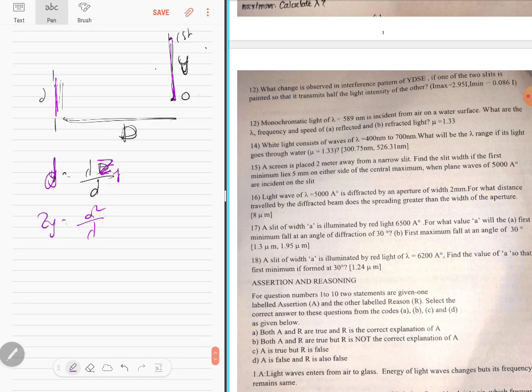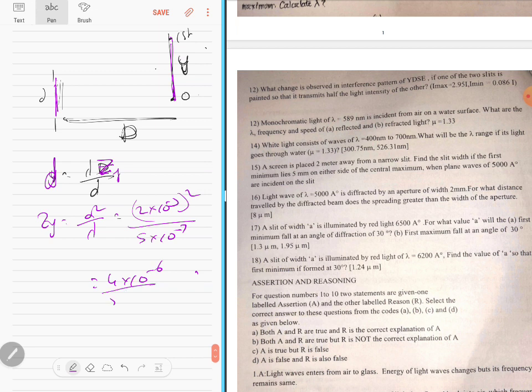Considering that small d is 2 into 10 to the power minus 3, the whole square, by lambda, which is 5 into 10 to the power minus 7 for the given data, you get 4 into 10 to the power minus 6 by 5 into 10 to the power minus 7. This goes up, it will be 40 by 5, so it will be 8. So we got it as 8. What is that, micrometer?